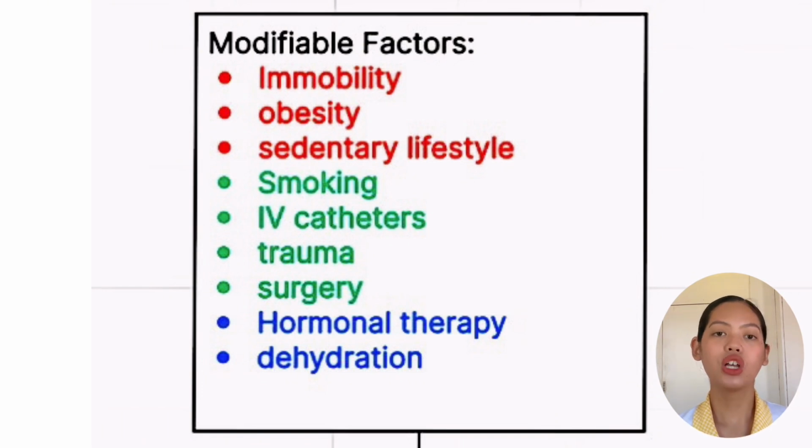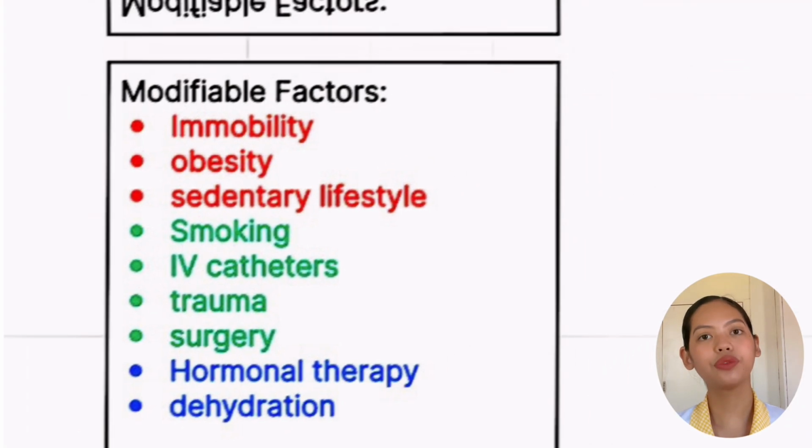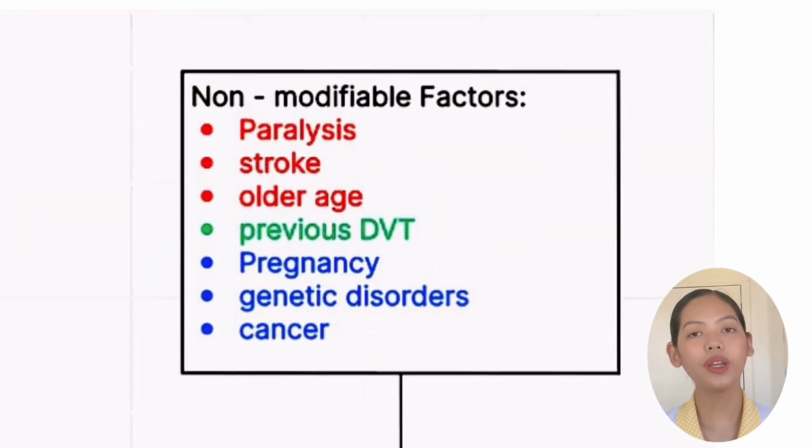And then we have smoking. Smoking damages blood vessels, increasing the clot risk. And then we also have trauma or surgery, which can damage blood vessels and trigger clot formation. Next, we have the non-modifiable factors, which are risks that you cannot change but should still be aware of.